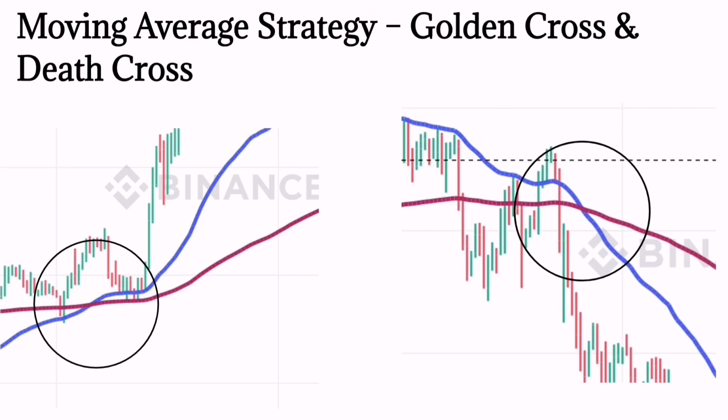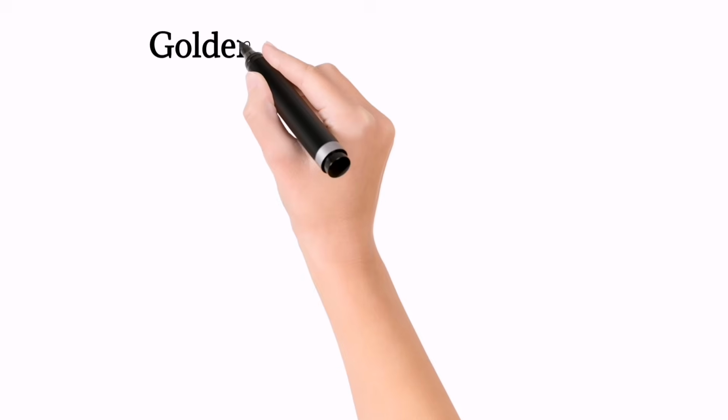Why 50 and 200? Most traders watch the 50 period and the 200 period. On a daily chart, that means 50 days of data versus 200 days. The 50 reacts quickly, the 200 reacts slowly. Their crossover becomes the golden cross or the death cross.